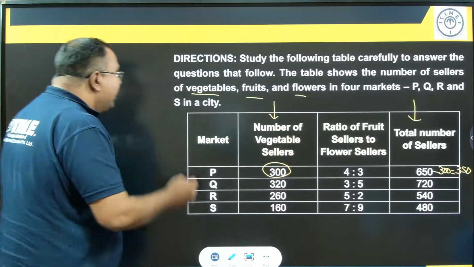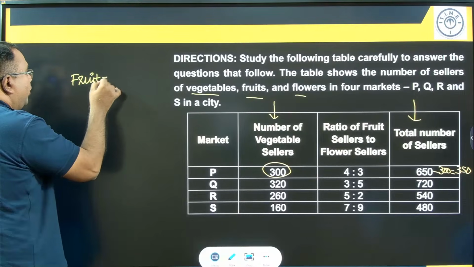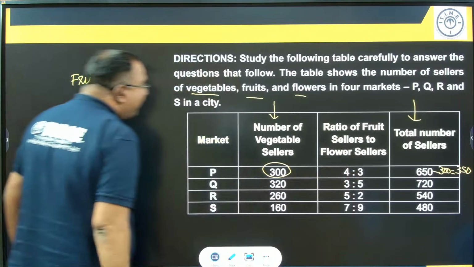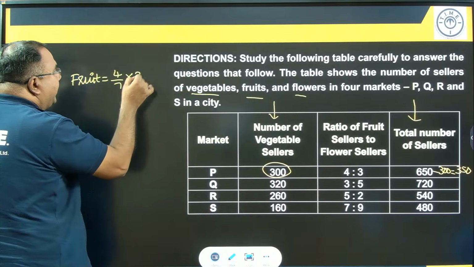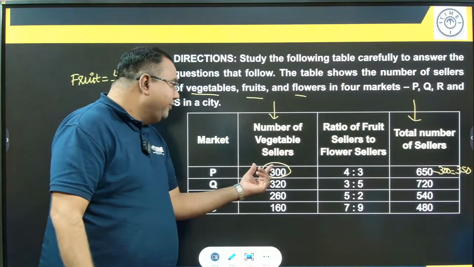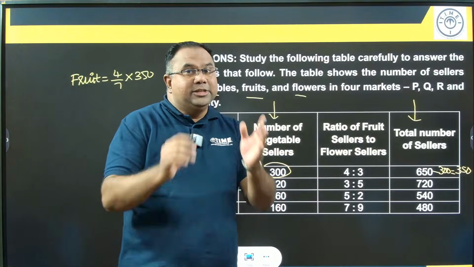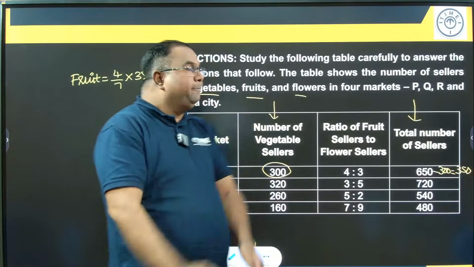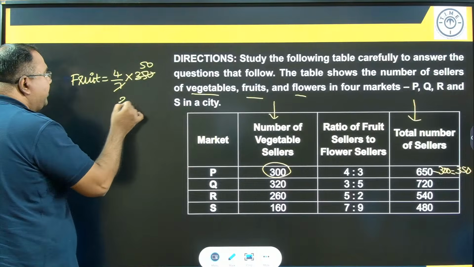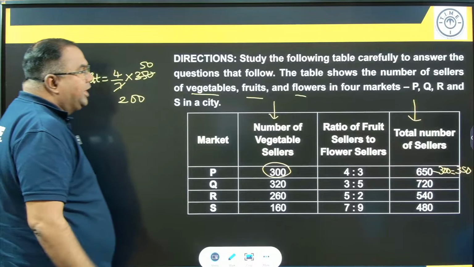You can do like this. Number of fruit sellers, 4 by total part 7. It is 4:3 ratio. So, 4 by 7 into 350. Total 650 sellers, 300 are vegetable sellers. 650 minus 300, I have got 350. That is my fruit and flower sellers together. Now, it is 4 by 7 of 350. So, it has to be 200. Right? So, fruit is 200 out of 350.